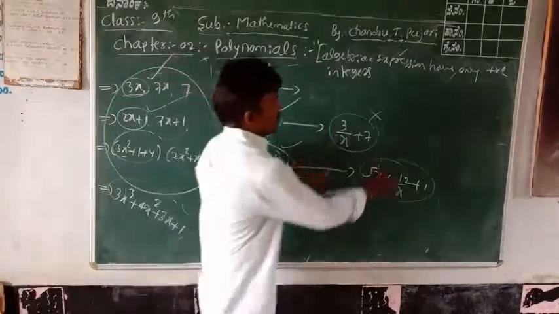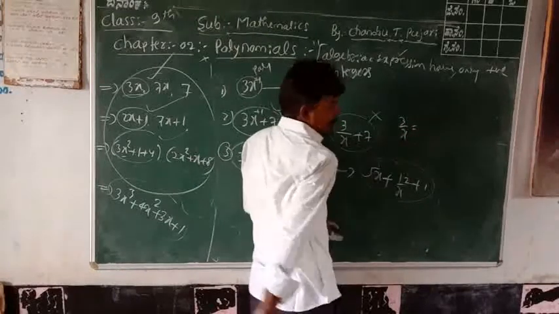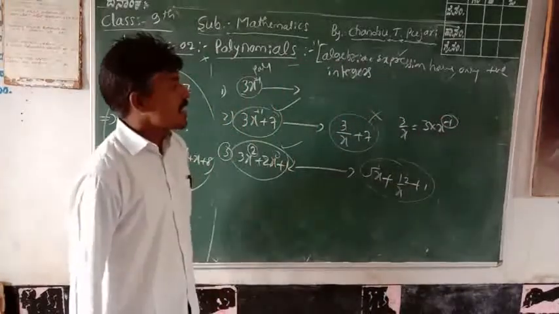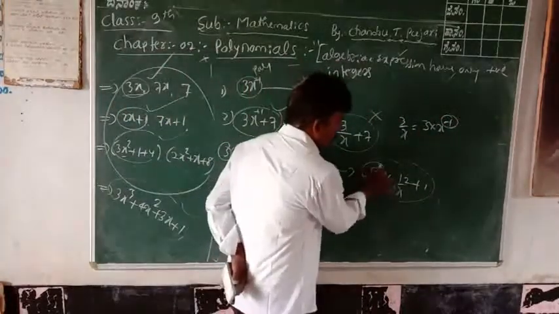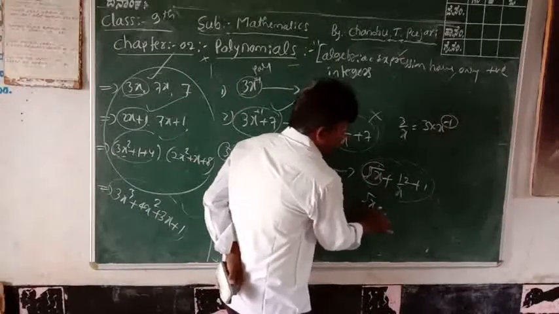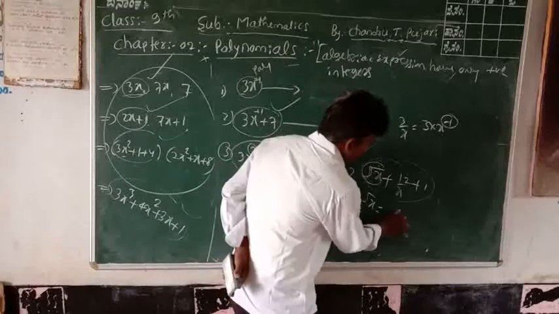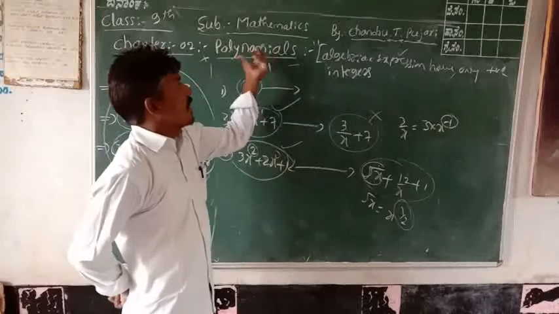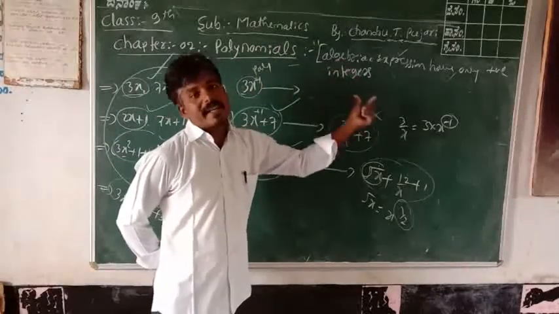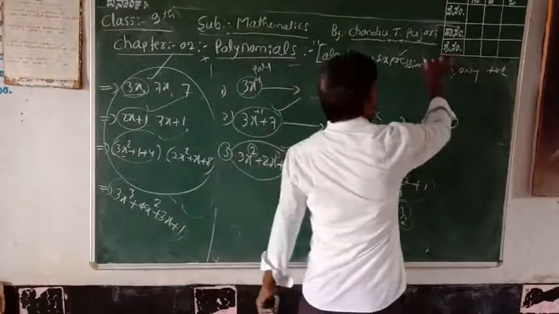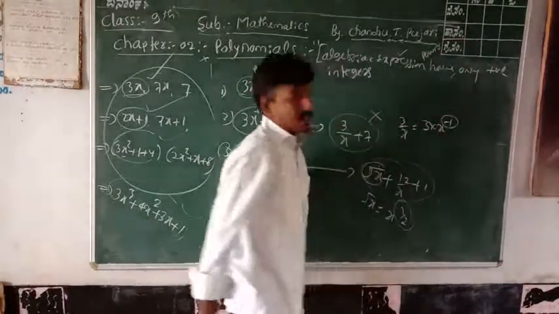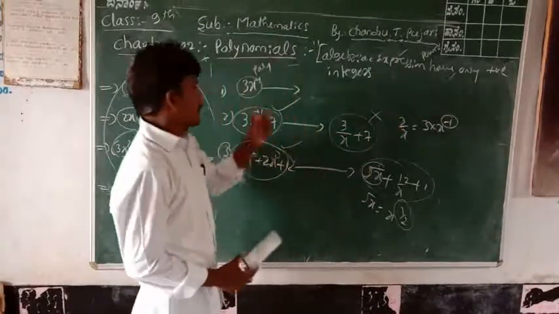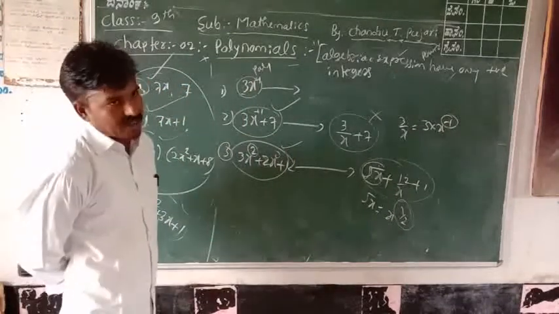But this one, 3 by x, comparing these two, is 3 into x raised to minus 1. This is not a positive integer. And also comparing these two, root x is not a positive integer. Root x is x raised to 1 by 2, which is not a positive integer. Therefore, a polynomial means that in the algebraic expression the power or exponent has only positive integers. That is called a polynomial.